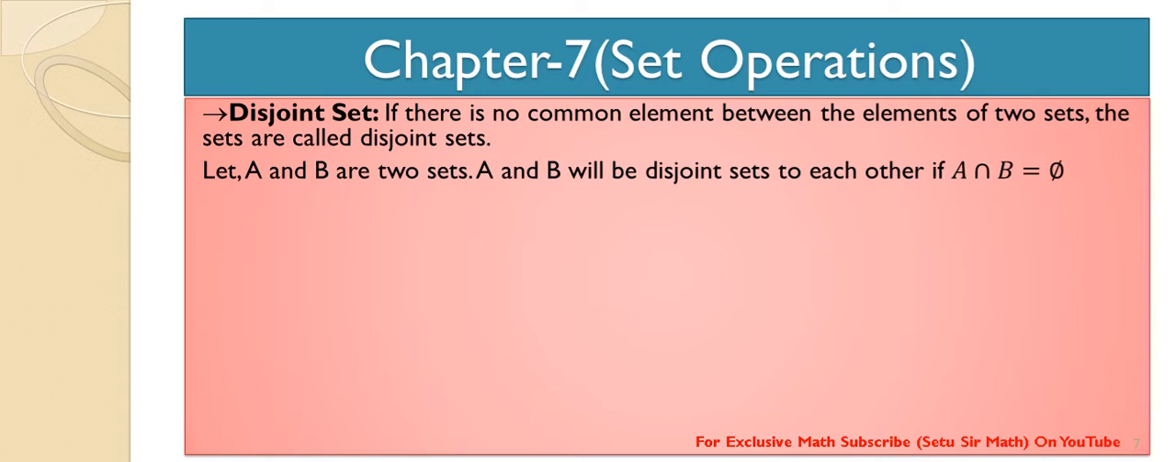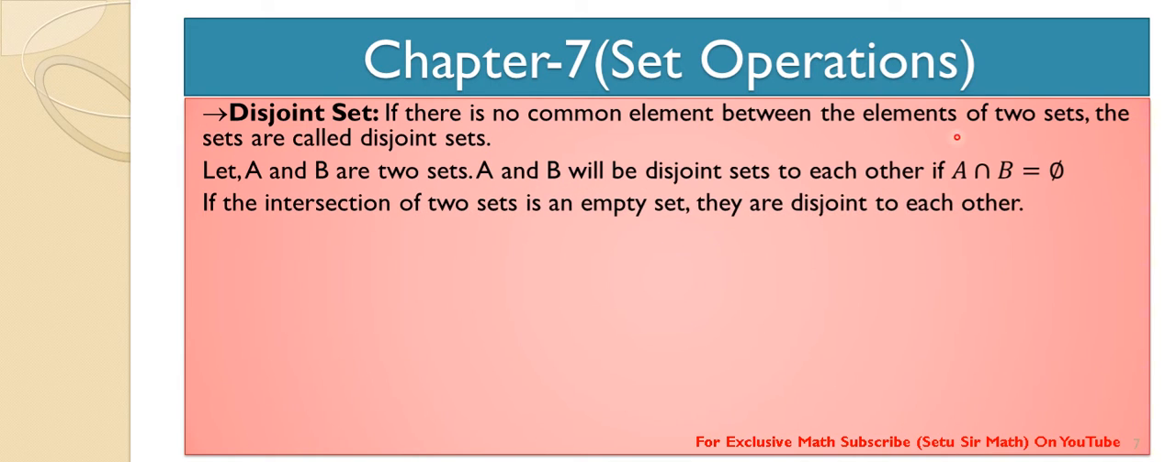Let A and B be two sets. A and B will be disjoint sets to each other if A intersection B equals the empty set, or phi. It means when the two sets are disjoint sets, we will write it like this: A intersection B equals phi or empty set. So if the intersection of two sets is an empty set, they are disjoint to each other. That means if we cannot find any common element between the two sets, we will call them disjoint sets to each other.